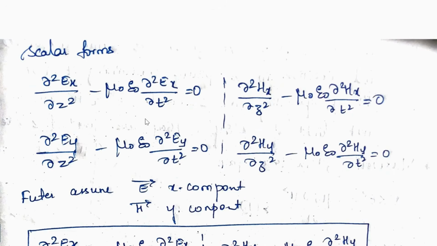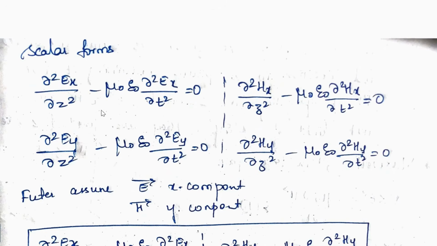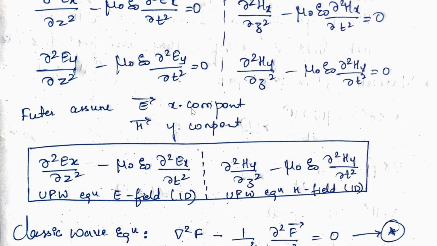Now this is the wave equation in the time domain for the magnetic field in 3D. Now the scalar forms are given like this, where we assume that only the electric field has an x component and the magnetic field has a y component. You can write these two uniform plane wave equations in one dimension.